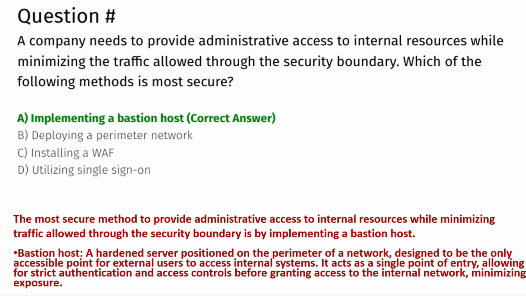So let's check the explanation. The most secure method to provide administrative access to internal resources while minimizing traffic allowed through the security boundary is by implementing a bastion host. A bastion host is a hardened server positioned on the perimeter of a network, designed to be the only accessible point for external users to access internal systems. It acts as a single point of entry, allowing for strict authentication and access controls before granting access to the internal network, minimizing exposure. So that's why the correct answer is A, implementing a bastion host. So let's move to the next question.